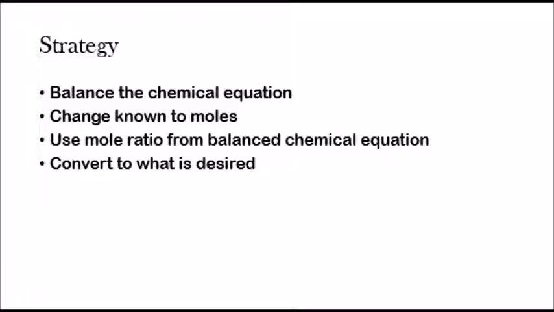So for all stoichiometry problems, this is a basic strategy. First, you balance the chemical equation. Then you change what you have to moles, convert that. Then you use the mole ratio from the balanced chemical equation, which we'll be talking about, and then we'll convert to what is desired. Okay. So let's go ahead and do a few problems so you know what I'm talking about here.